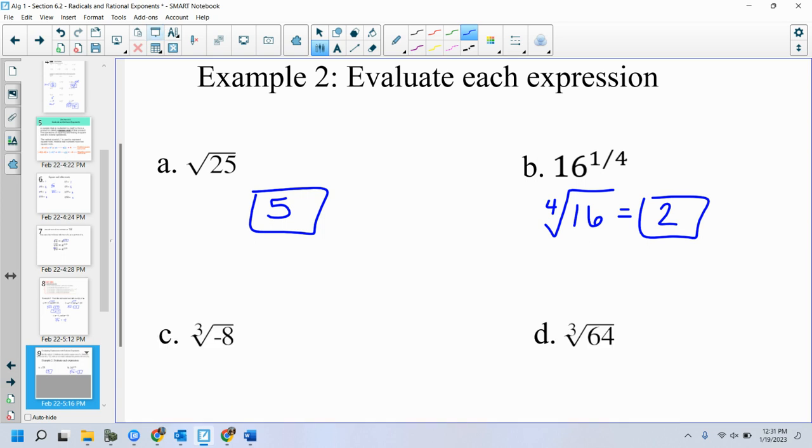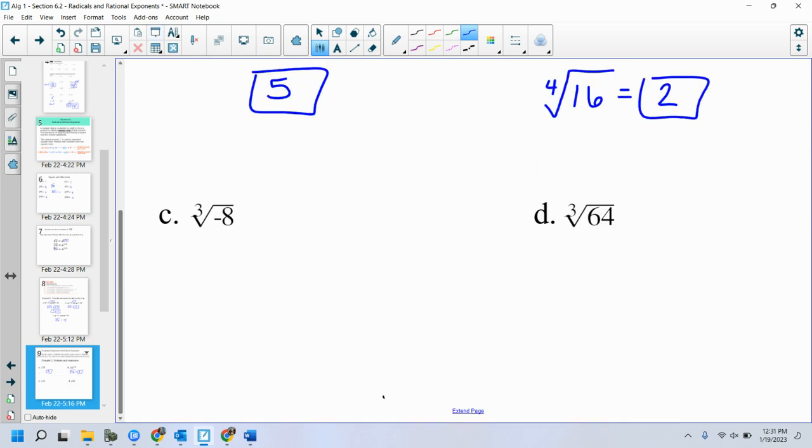Okay. What's the third root of -8? -2. And what's the third root of 64? 4. See, I bet some of you are already starting to recognize those common numbers, 8, 64, especially when we're working with thirds. You're going to see 125 is another one too. What's the third root of 125? 5.